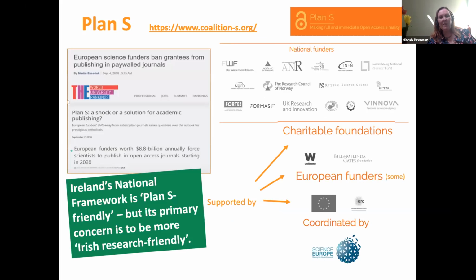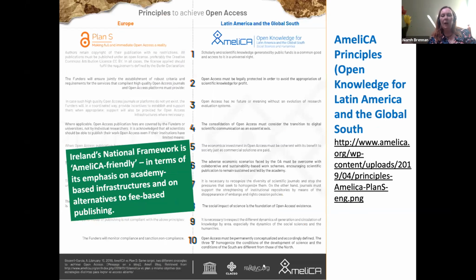We have to say that. We're also hoping that our framework is going to be America friendly in terms of its emphasis on academy-based infrastructures and alternatives to fee-based publishing. And that is not, I have to say, saying anything about Coalition S and America. It's just that's what we want to be able to do.